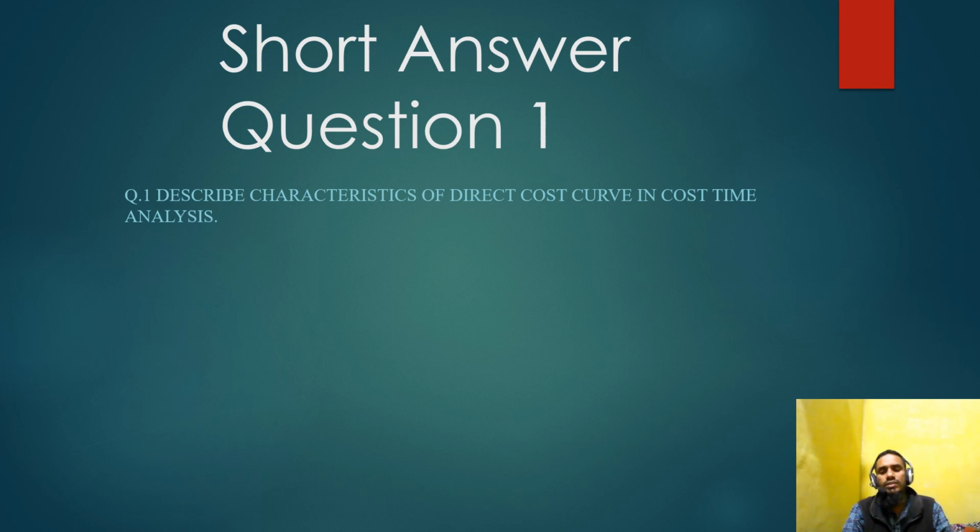Now the first question that you need to be studying is describe characteristics of direct cost time curve in cost time analysis. So you could refer to the chapter that is unit 3 cost time analysis, and the answer is very clearly described in the construction planning and management textbook by Gehlot and Dheer. If you have attended the classes regularly, I do remember having given the notes for this question actually.